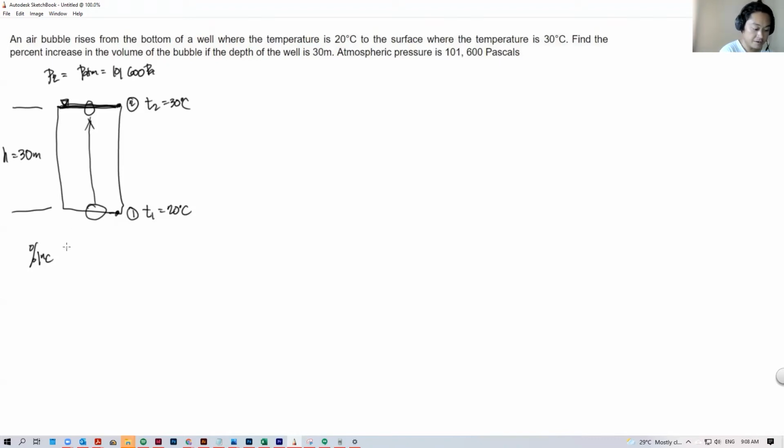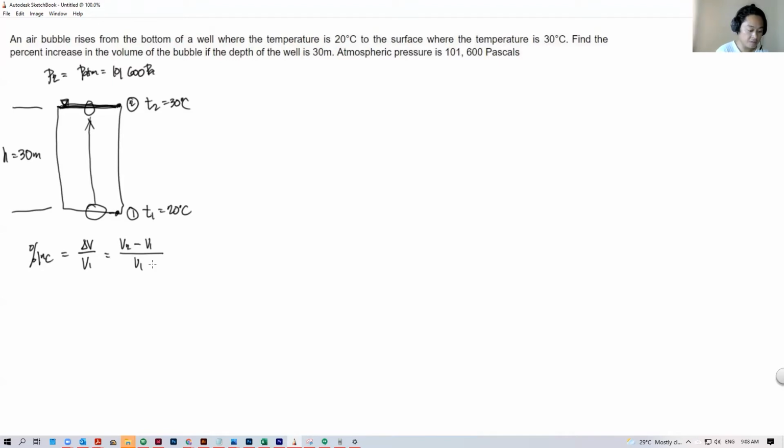So the percent increase in terms of volume, that's what we are asked to find. This is just equal to the change of volume, so that's the percent change. This should be over the initial volume, V1. So delta V is just equal to V2 minus V1, all over V1. Basically, if we know the values for V2 and V1, then we can already solve the problem. But we're only provided with temperatures and a pressure.